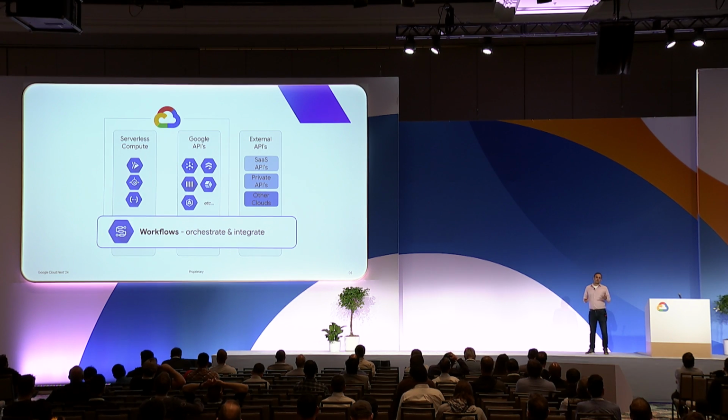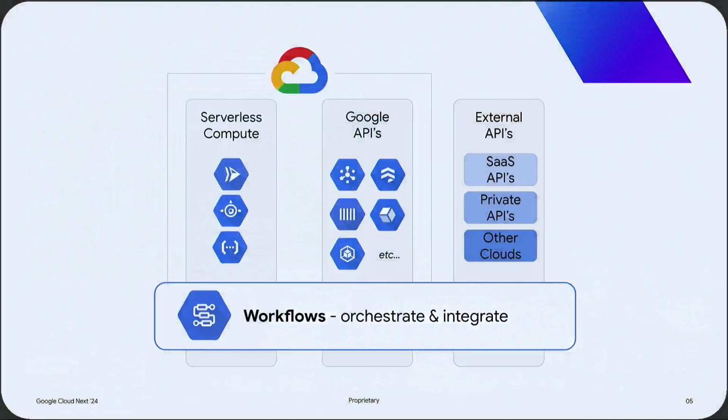So what is workflows? Workflows is a service to orchestrate and integrate other services. So you might have some code running on Google Cloud on serverless services like Cloud Run, Cloud Functions, or App Engine. And maybe you want to connect those services to Google or Google Cloud APIs. And then maybe you also want to connect them to some external APIs.